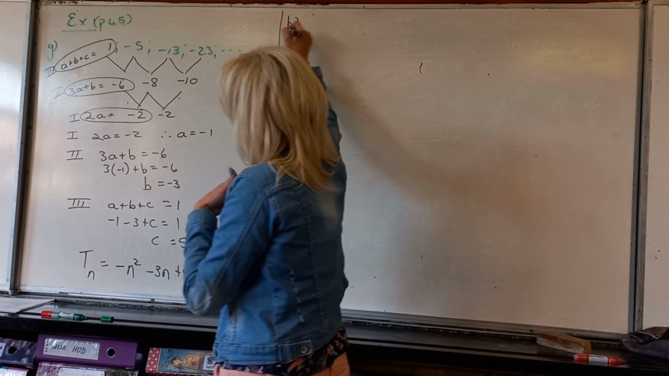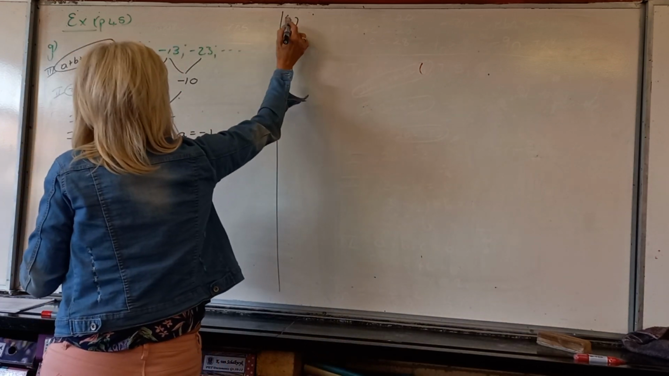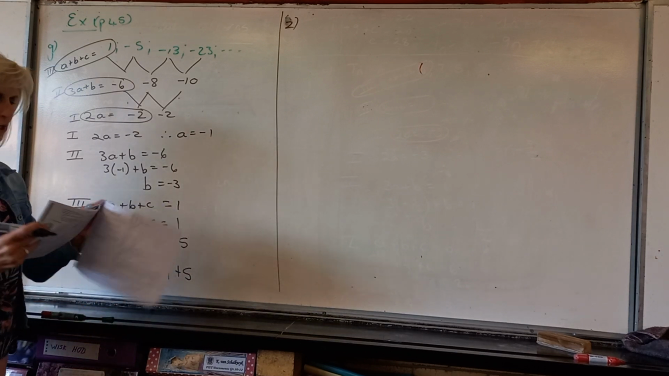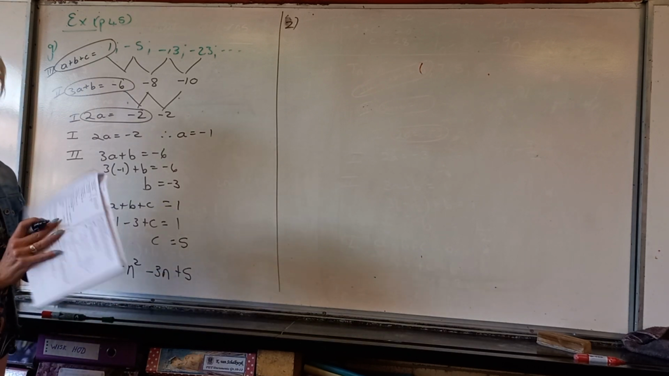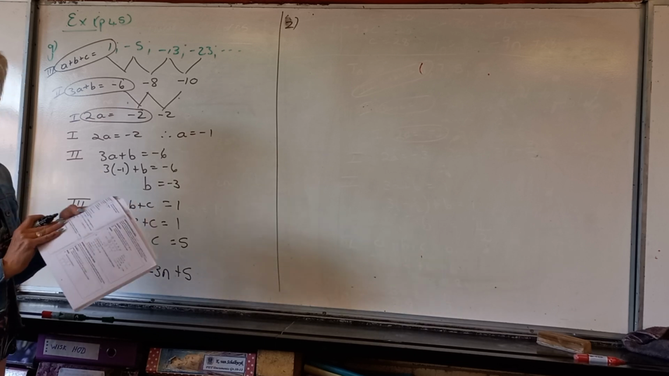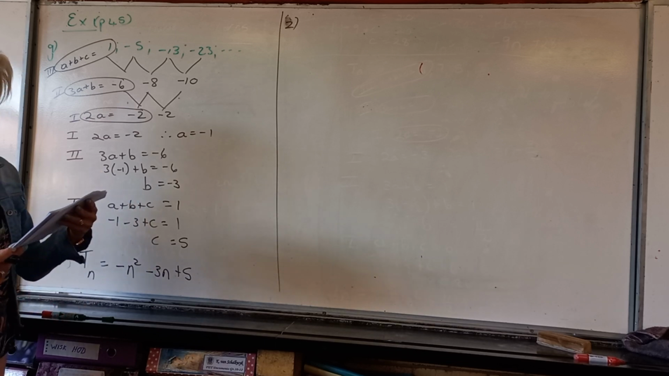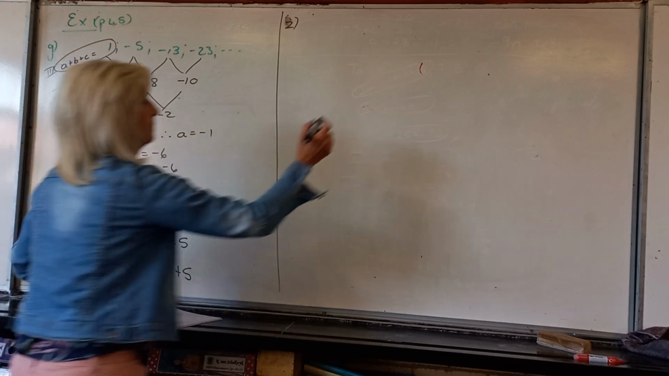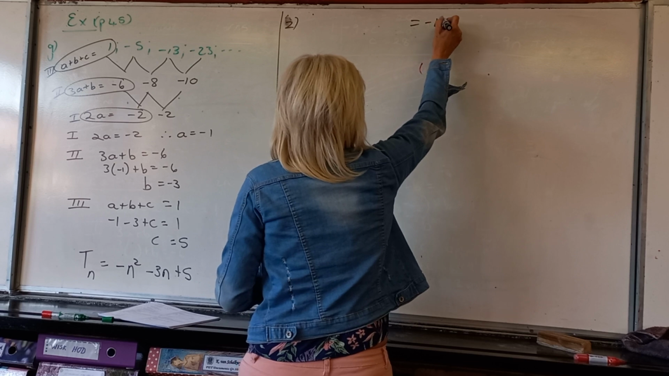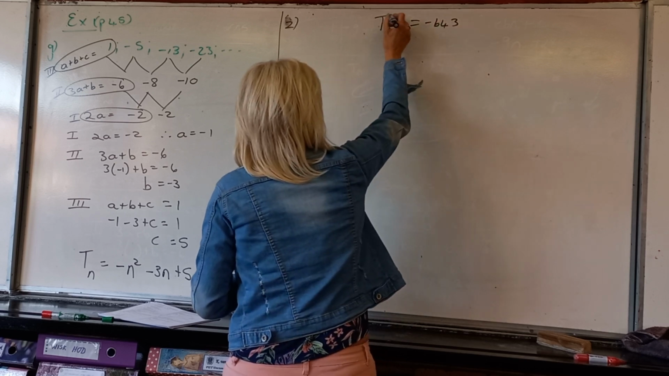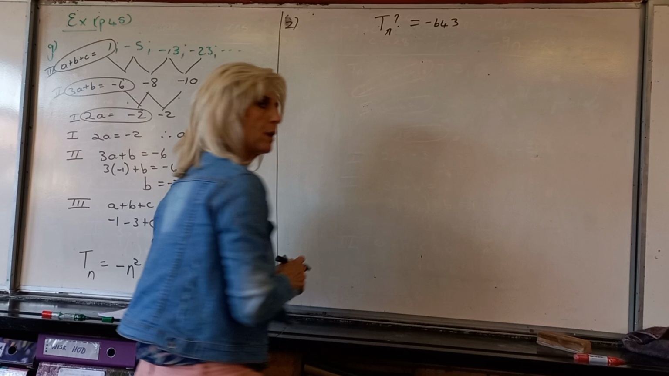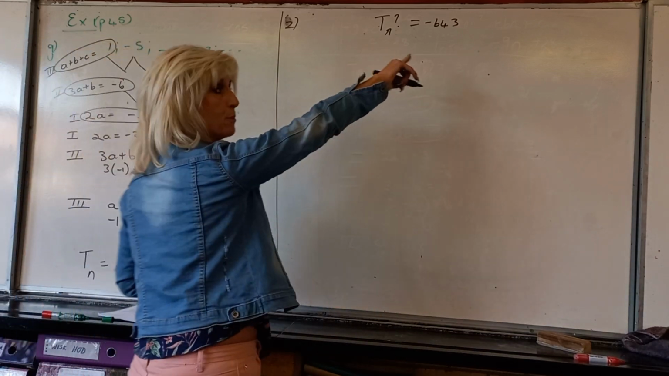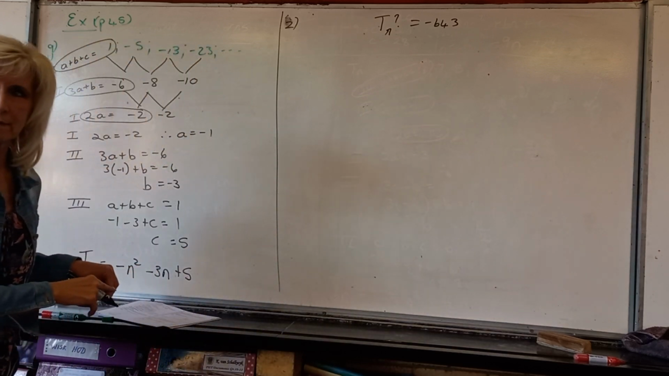The second part of this question was: find which term in this row will be equal to -643. What must be equal to -643? Which term? So what do I put there? This formula. Do I put 643 in the place of n? Okay, are you with me?